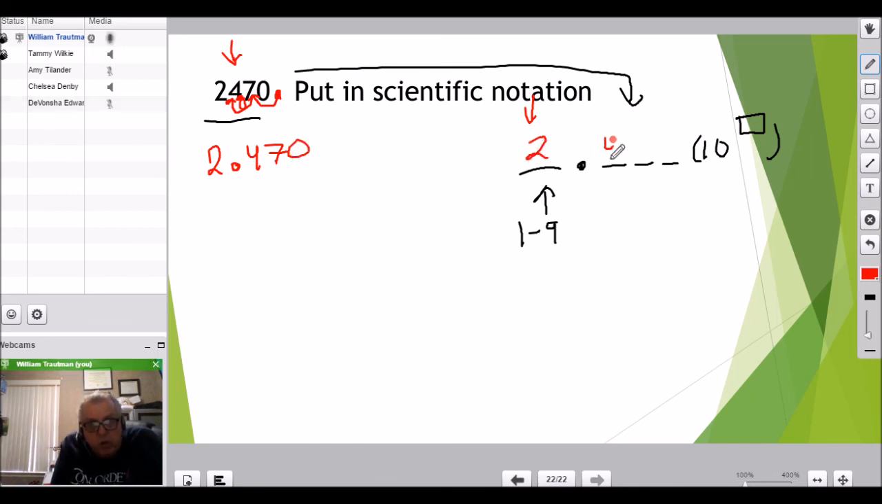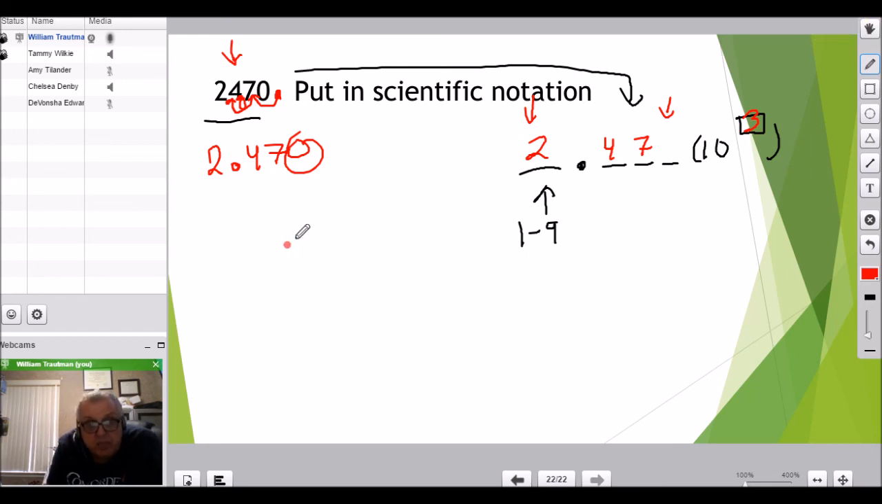2, 4, 7. And by the way, if you have a 0 for the last one, since it's insignificant, it doesn't matter. You don't actually have to even put it there. I don't think they would mark it wrong if you put it there, but a 0 at the end is called insignificant, and you don't need it. You need a 0 in the middle or anywhere else, but you can't have it at the end. So this is how I did it, 2.47. Can somebody tell me how many spots I moved my decimal place? That's the number I put up here. I moved it 3 spots to the left. That's the number I put up there.